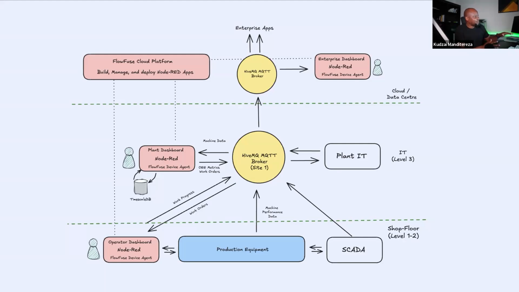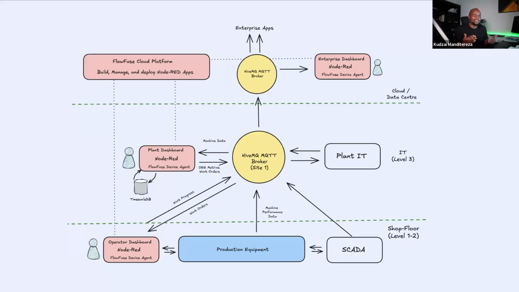So as you can see here, we've got the FlowFuse device agent. Basically, each Node-RED instance here is acting as a device agent that gives the FlowFuse platform the capability to manage it. And this management involves things like your security. How do you manage your security? How do you manage the remote development or deployment?